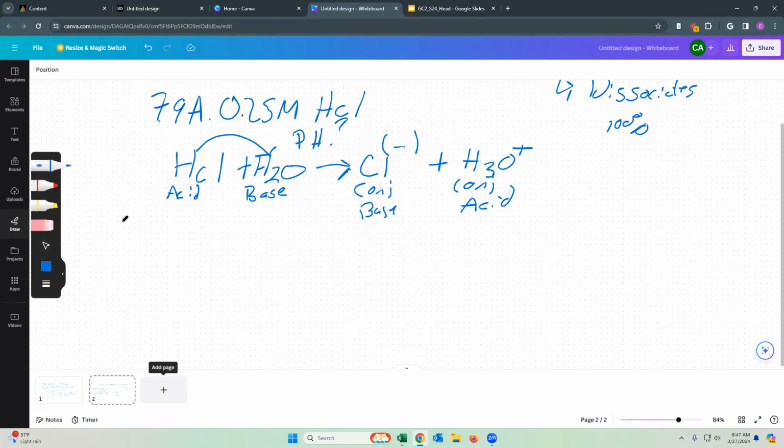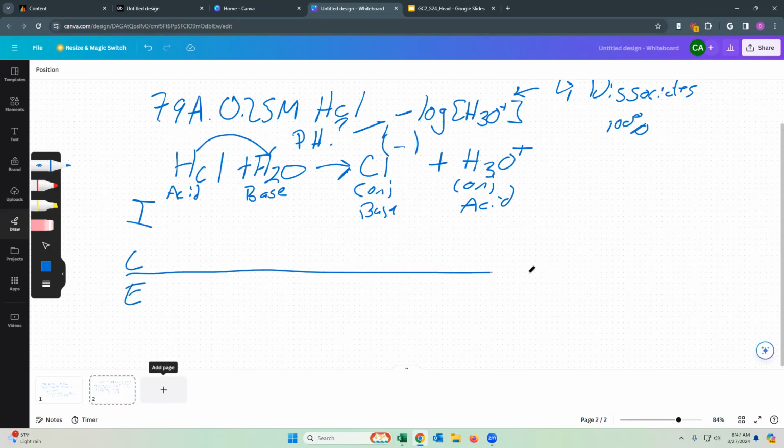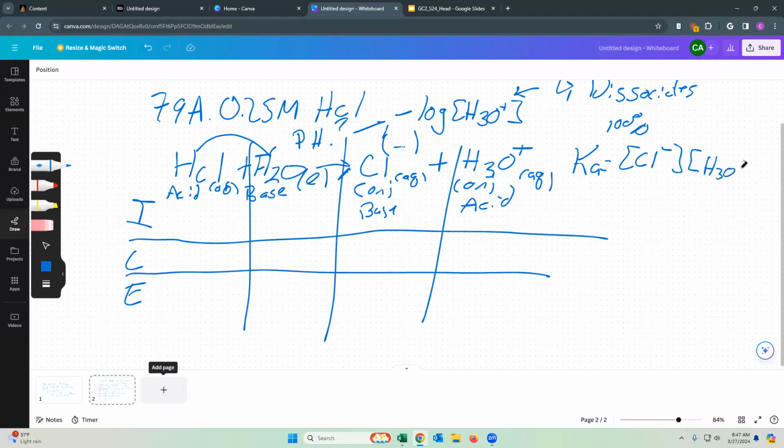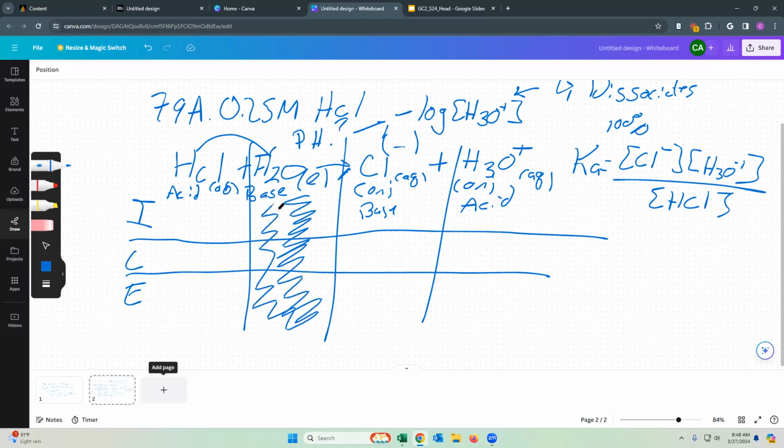Now, I want to know what pH is. Remember, pH is minus log H3O plus concentration. So what I'm really asking is, what is my concentration of H3O plus? We could set up an ICE table if we wanted to. We don't need to, but I'm going to do that just to show this concept. Let me put my state symbols: aq, liquid, aq, aq. Let's also write Ka, our acid equilibrium constant: Cl minus multiplied by H3O plus, all over HCl. Now, water is a liquid, so we don't put it in our Ka. We also don't care about it in the ICE table, so get out of here, you liquid.